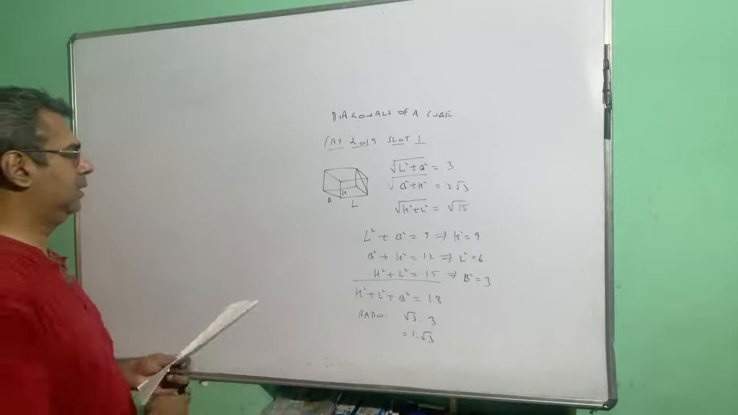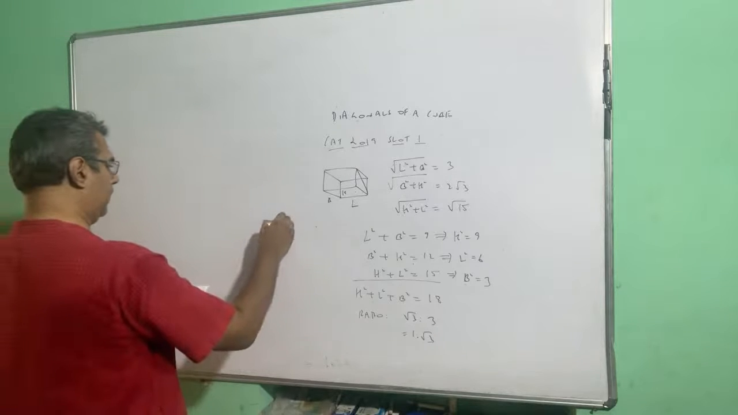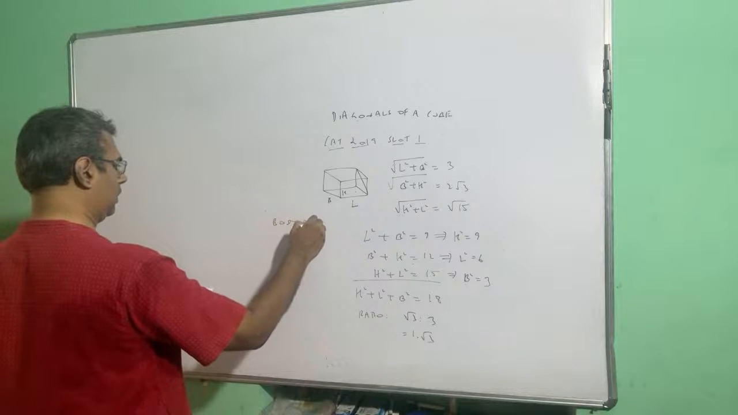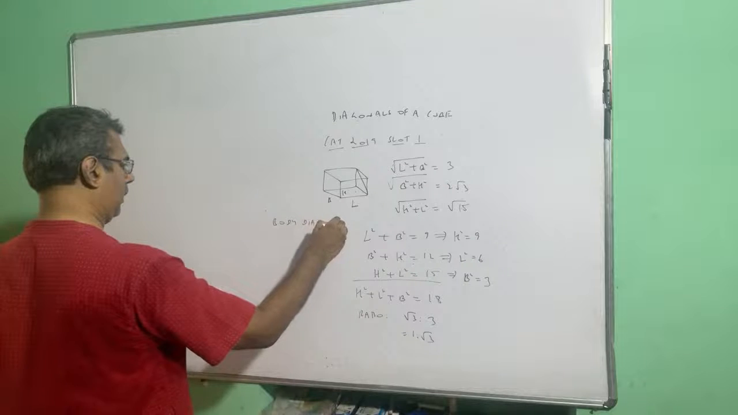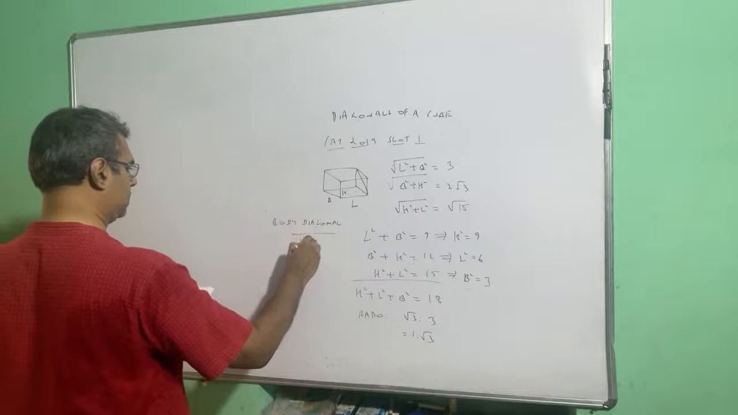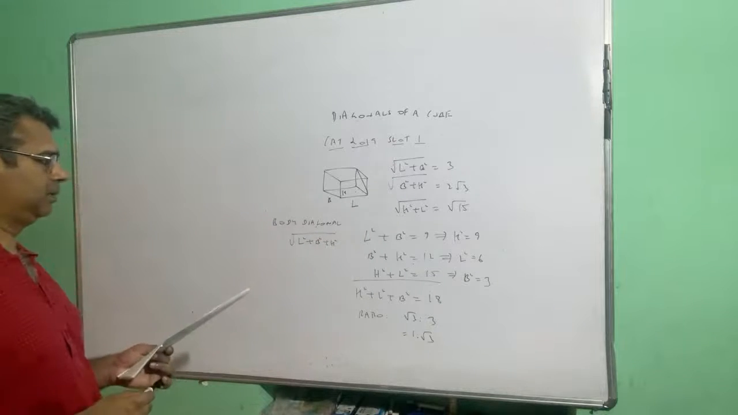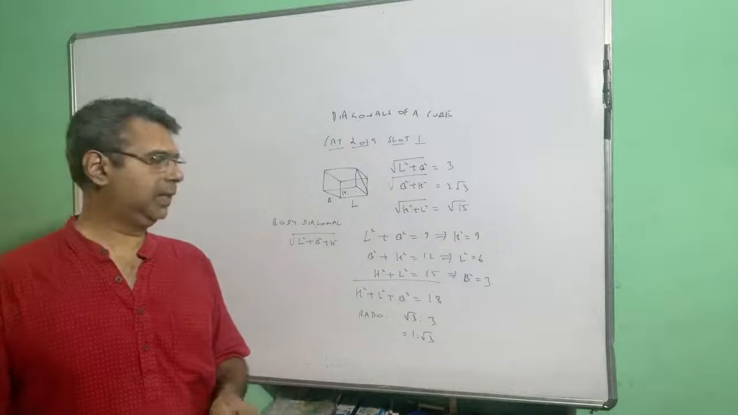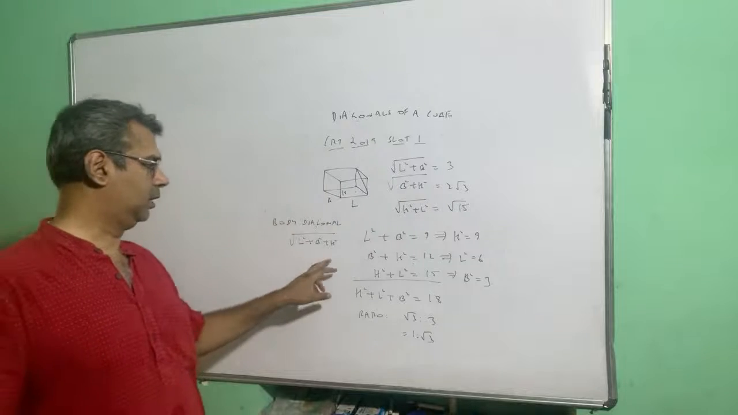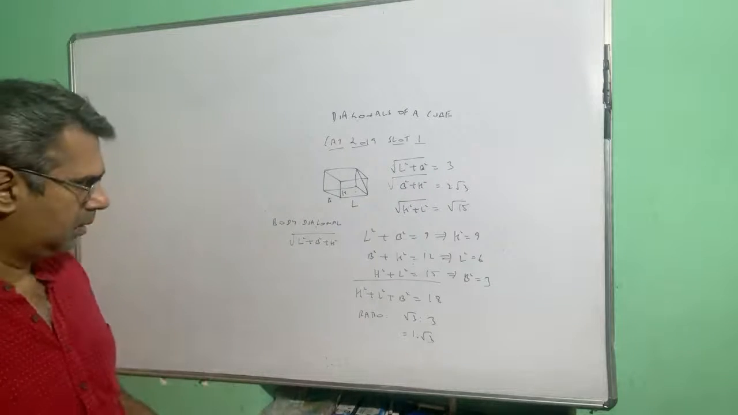And by the way, there is something called body diagonal of a cuboid also. And body diagonal is simply root over L square plus B square plus H square, right? Body diagonal of a cuboid, root over L square plus B square plus H square.